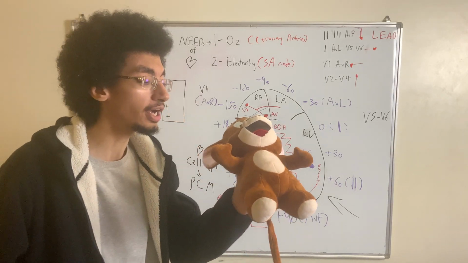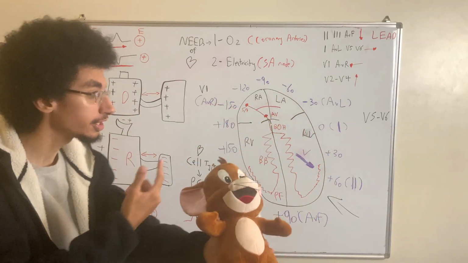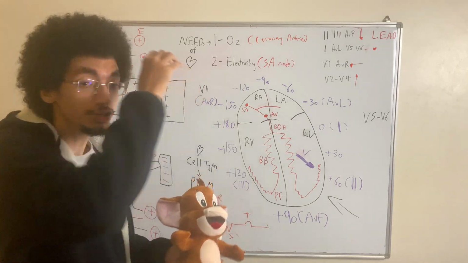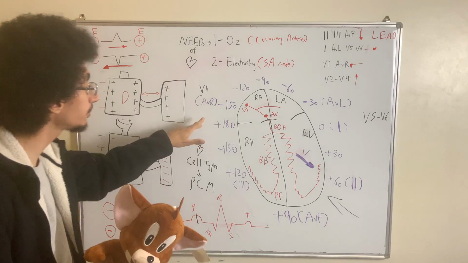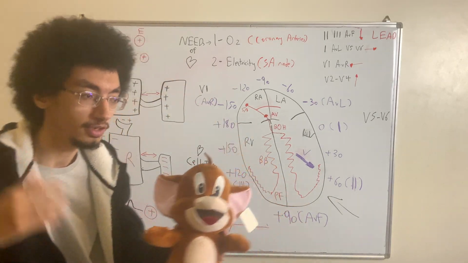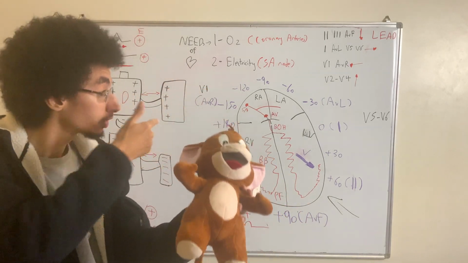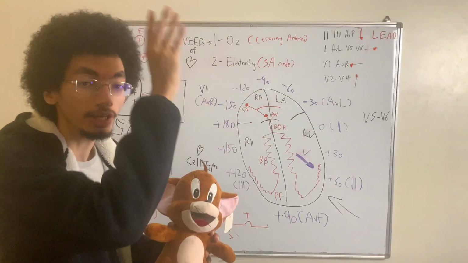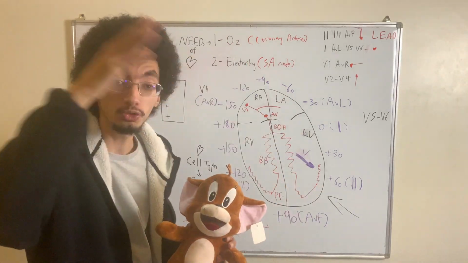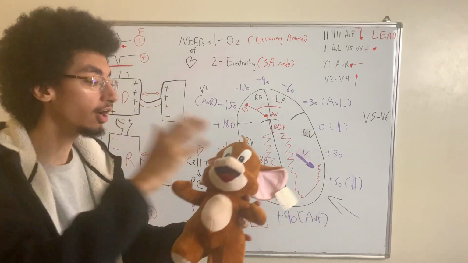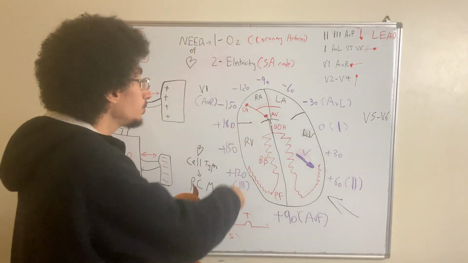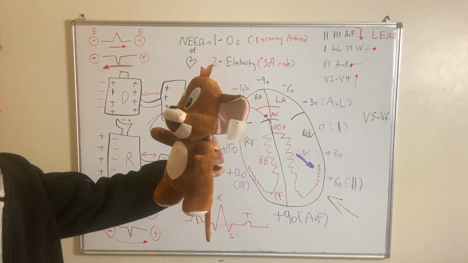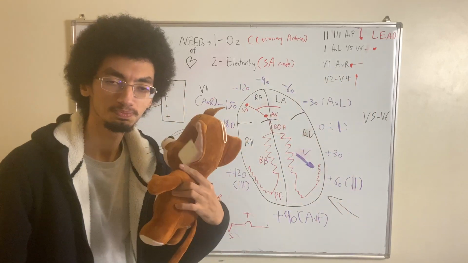V1 will look at the heart from the right side. So it will join with AVR, okay? So these two are your only leads that record the heart from a right-sided perspective. V1 will record the heart from the right side. V2, V3 and V4, they will record the heart anteriorly. And they're the only ones that will record the heart from an anterior view.